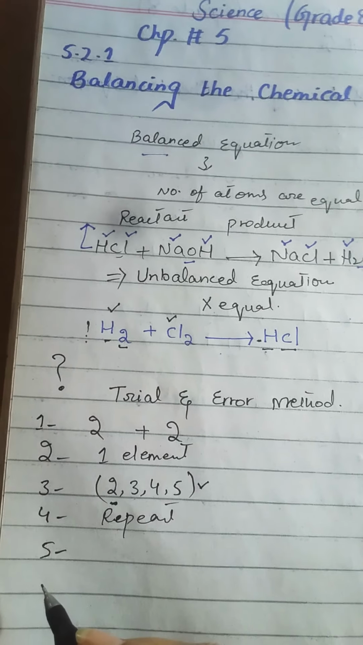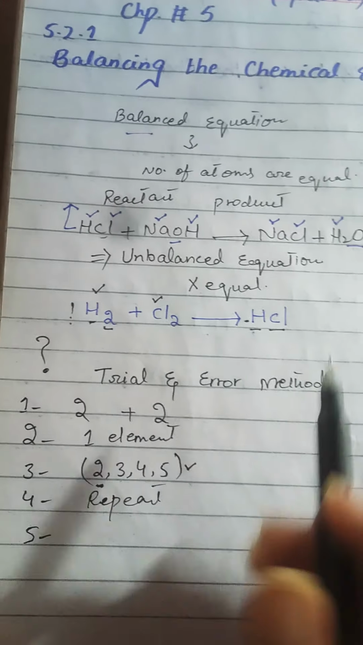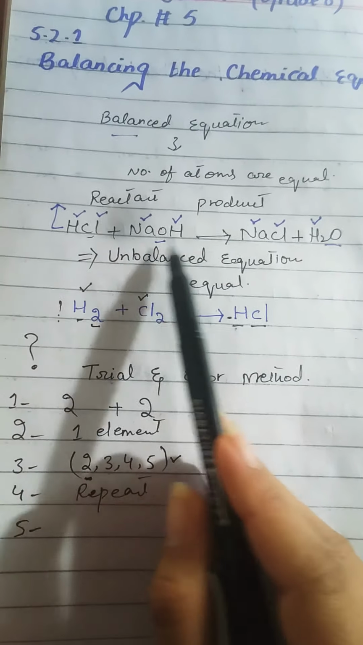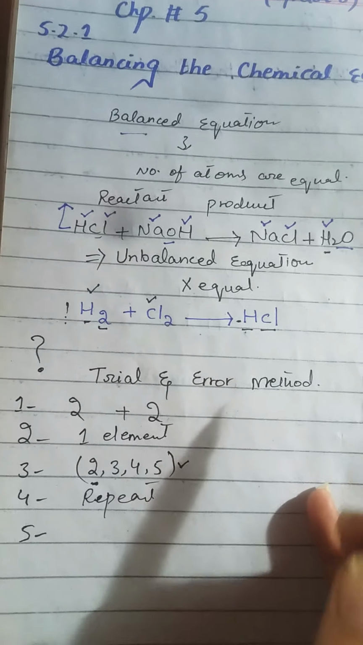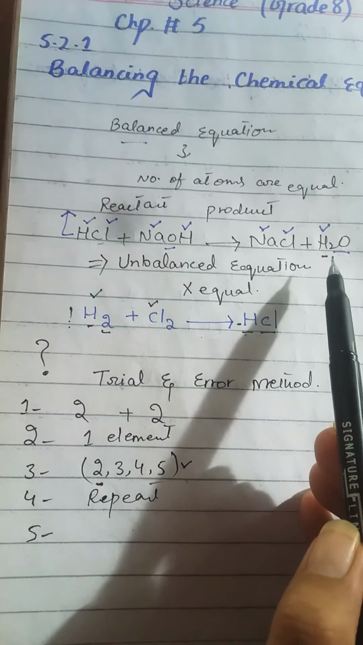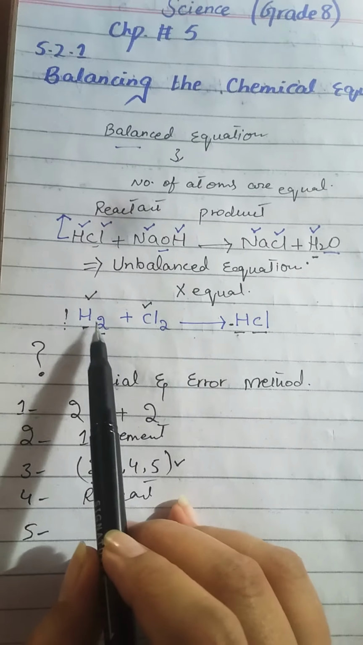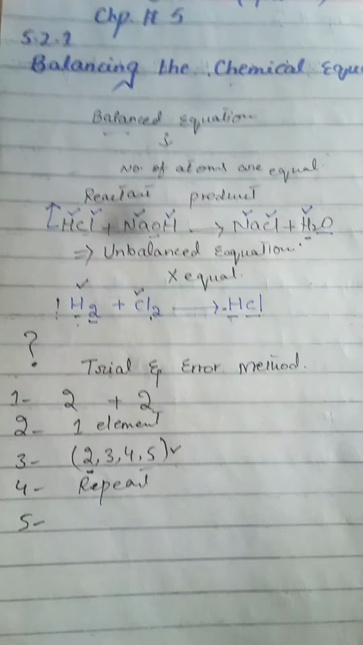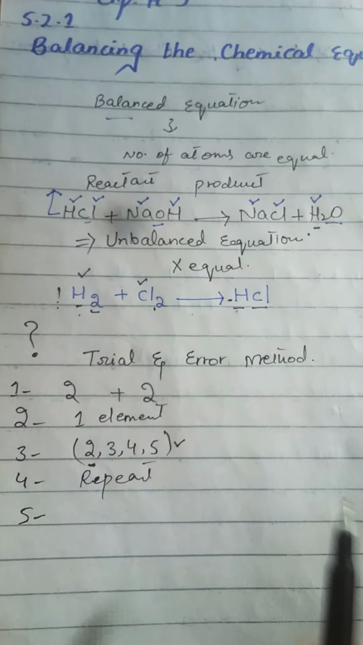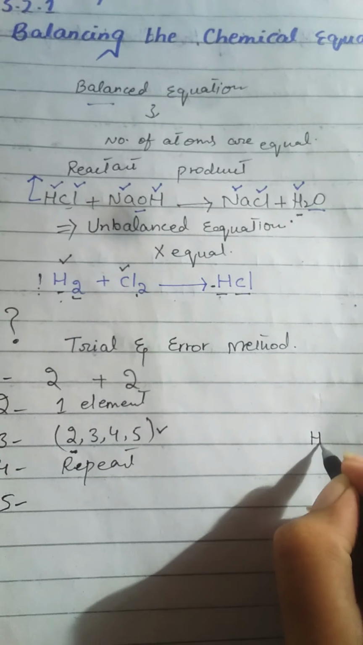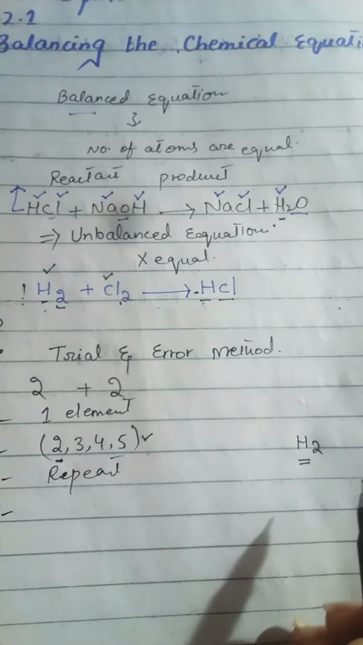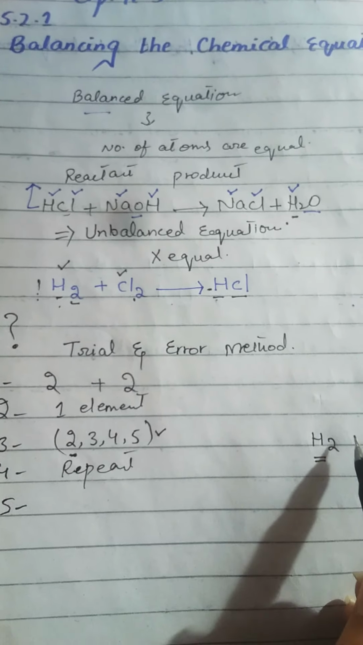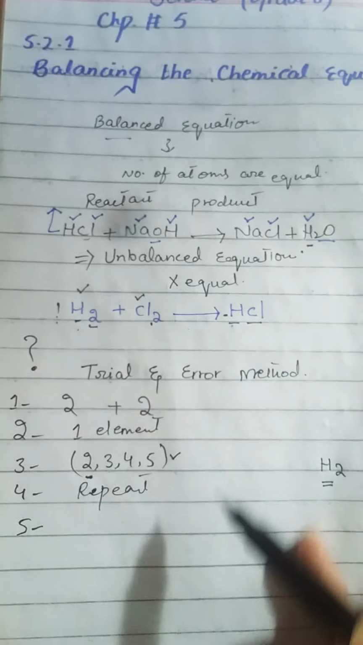And the fifth rule is: at the last, if we have diatomic molecules, as in this equation, I will multiply them in the last. Here I have two diatomic molecules in the equation. Diatomic molecules are those molecules which have two atoms in them. So I will solve this at the end of the process.